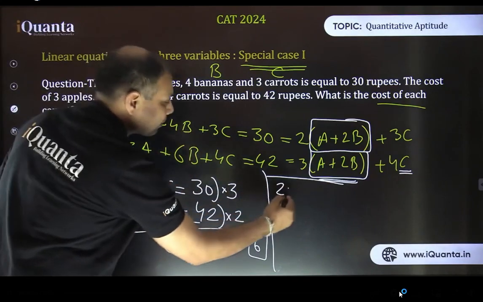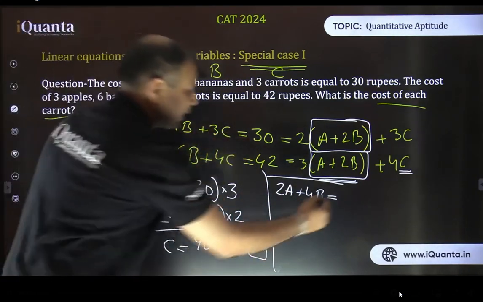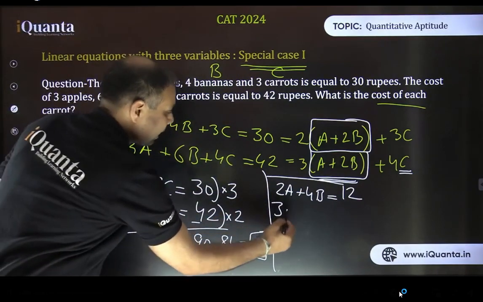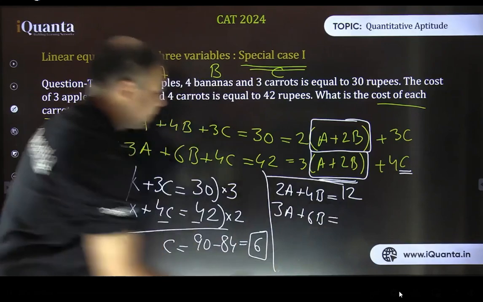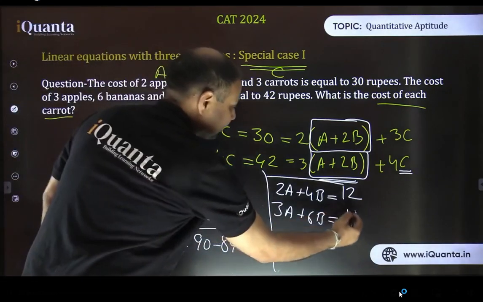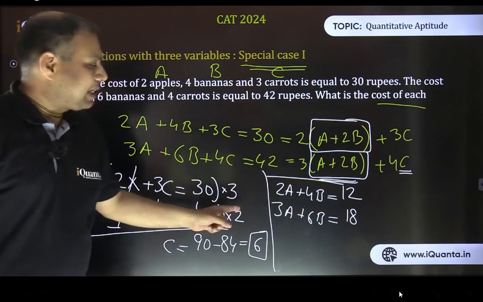So it will be 2a plus 4b equals 3 into 6 is 18, and 30 minus 18 is 12. Fine. That will be the first equation after putting c equals 6. In the second one, 3a plus 6b equals, now 4 into 6 is 24, and 42 minus 24 is how much? It is 18. Yes or no? ठीक है ना? Now see here. So 2a plus 4b is 12, 3a plus 6b is 18.